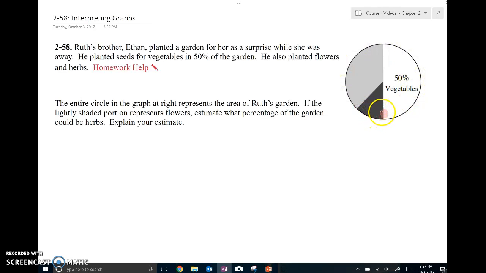If the lightly shaded portion represents flowers, so here's the flowers. Estimate what percent of the garden could be herbs. So that's here. We're wondering what this could be.